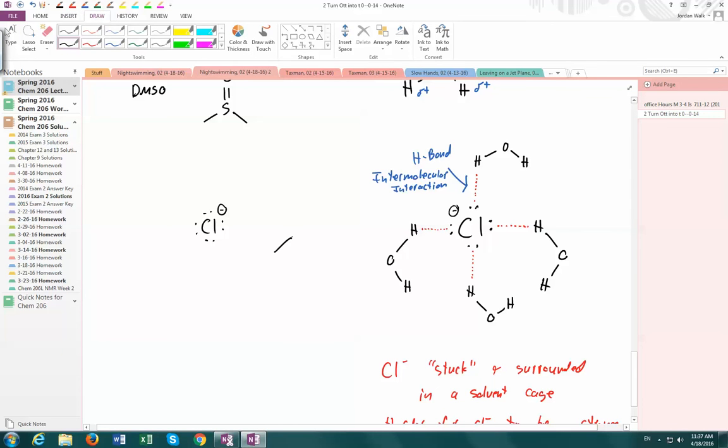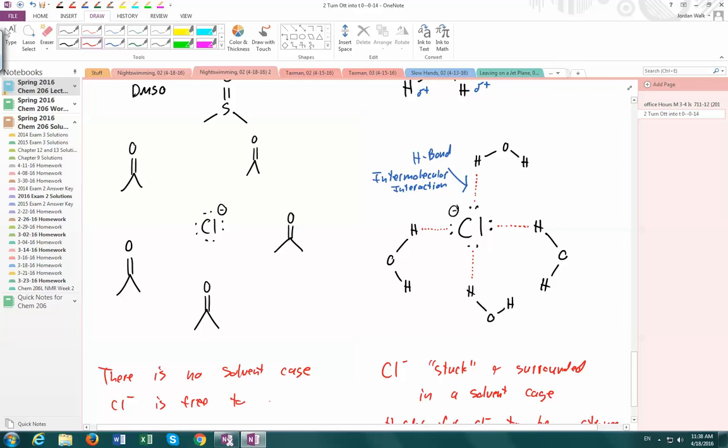All right, so then on the other side, for the polar aprotic example, we can use acetone. Can acetone do any hydrogen bonding? It can't, at least not with a nucleophile, because it doesn't have any OH or NH bonds. And so what we find is that with a polar aprotic solvent, there is no solvent cage, and so our chlorine is free to be a strong nucleophile.